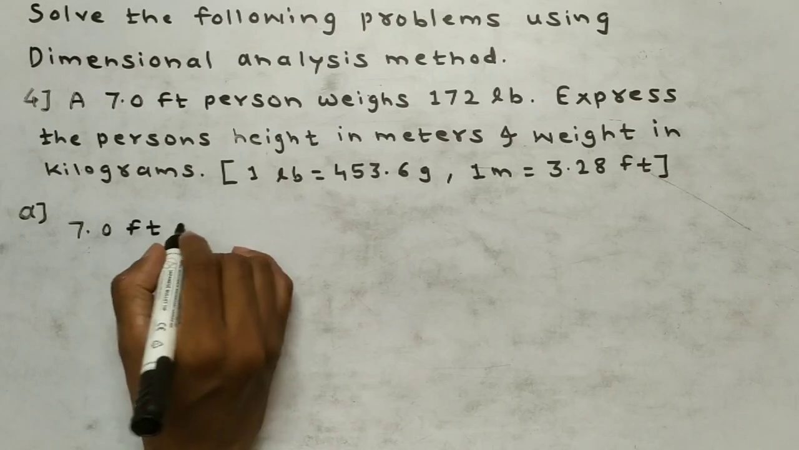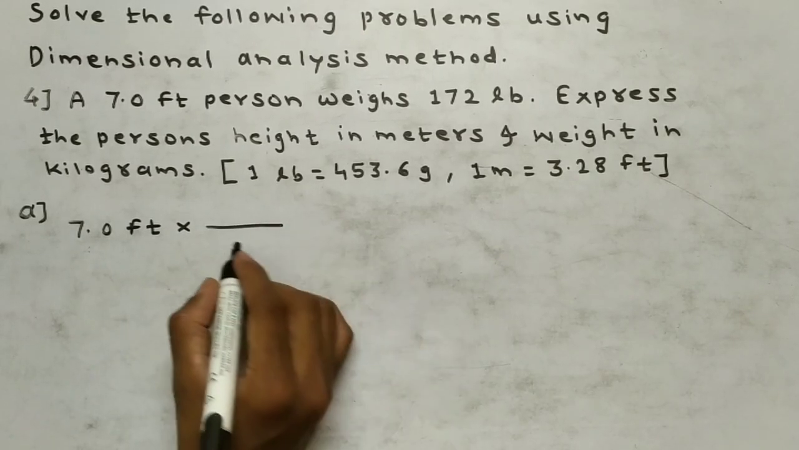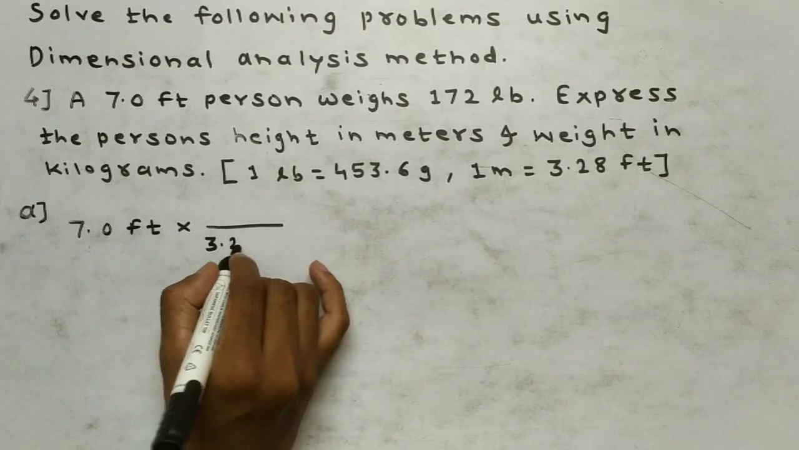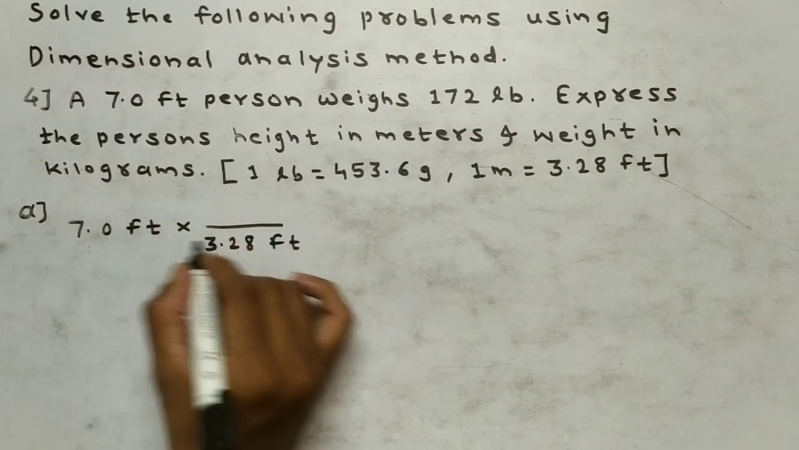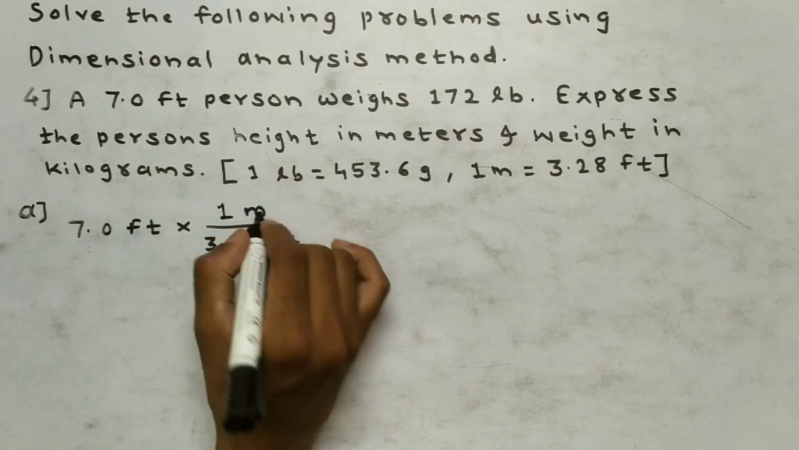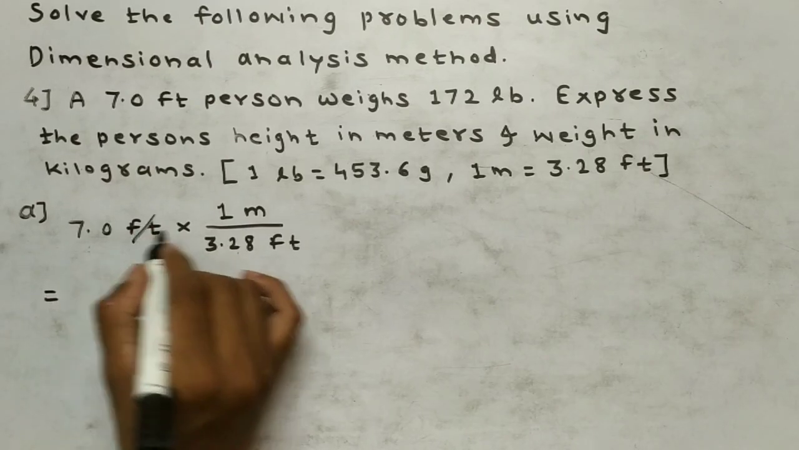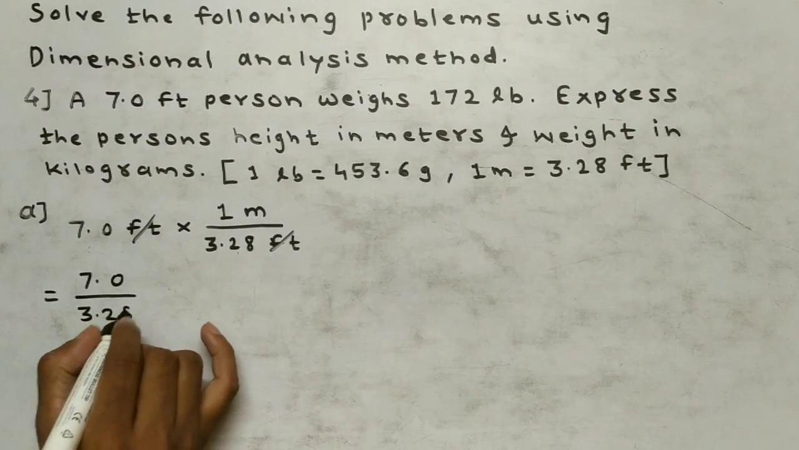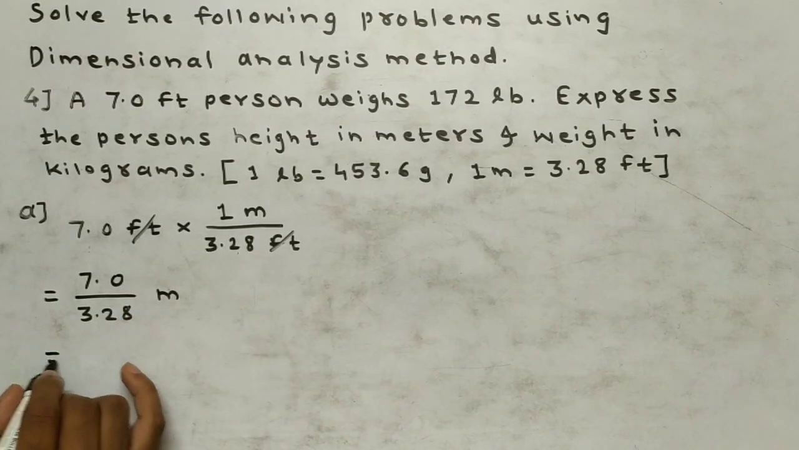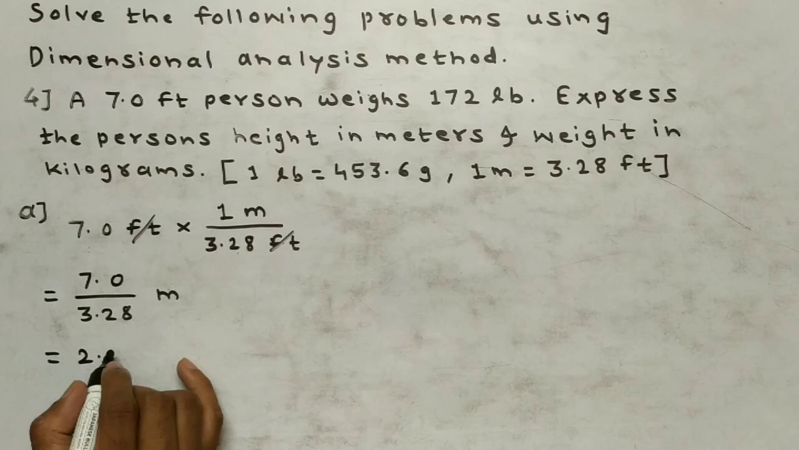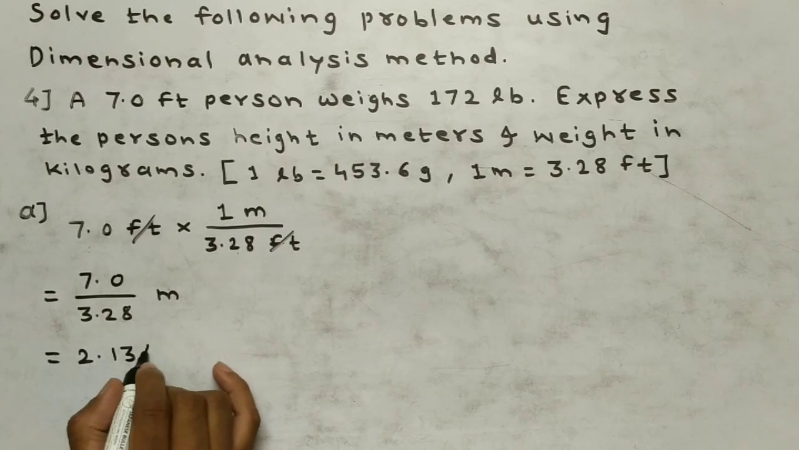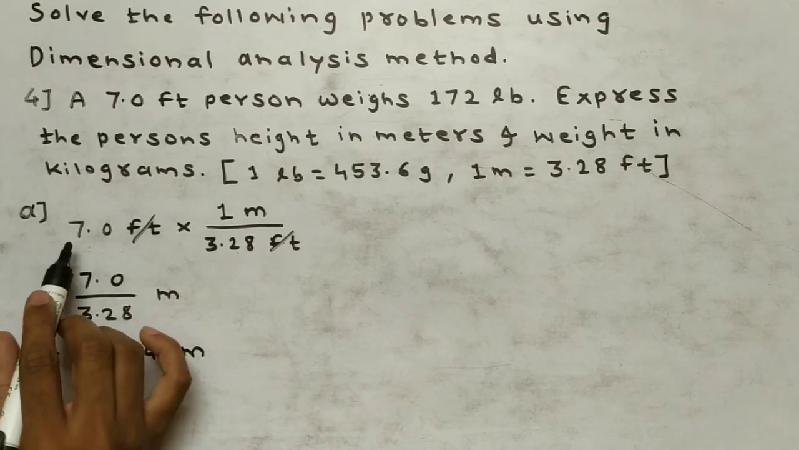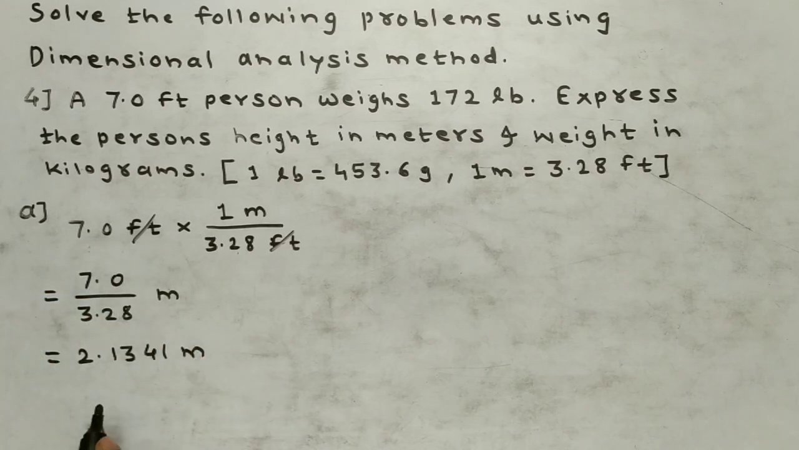7.0 feet multiplied by, we'll write down the conversion factor. So 3.28 feet will be in denominator because the unit feet will get cancelled. So 1 meter. Now this will get cancelled, and we'll get 7.0 divided by 3.28 meters. So the final answer will be 2.1341 meters. Now if you see 7.0, it has 2 significant figures, so our final answer will be in 2 significant figures, so 2.1 meters.